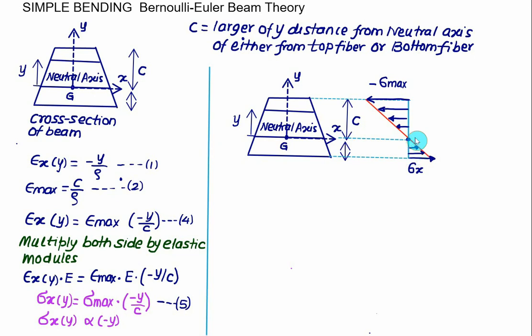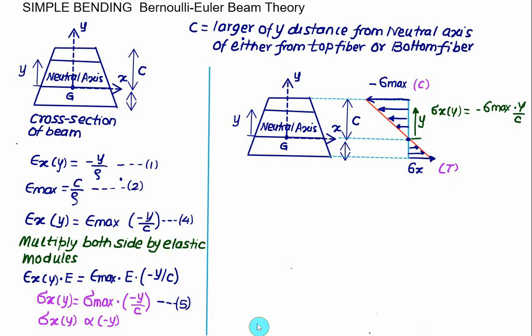So from the neutral axis, if we take any distance y from the neutral axis, at this distance y we have the corresponding value of bending stress sigma x, which is a function of y, and is given as minus sigma maximum multiplied by y divided by c. So this will be the tension value and this will be the compression value.